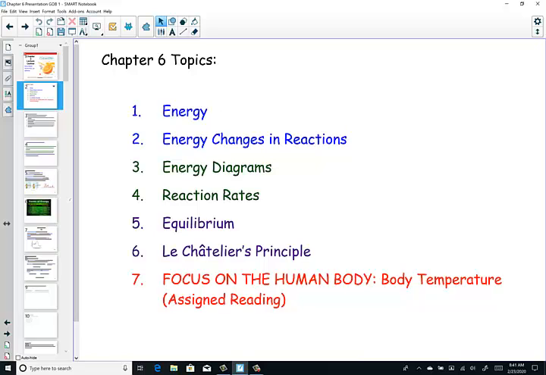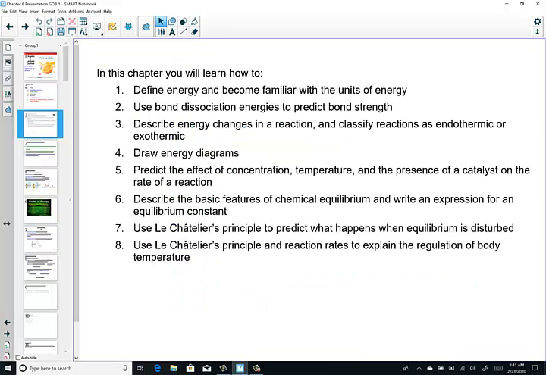Our learning goals: we'd like to define energy and become familiar with the units of energy. What is a calorie? What is a joule of energy? We'll use what we call bond dissociation energies to predict bond strength. Reactants break bonds, products form new bonds. How much energy is associated with each one of those actions? And that truly is the heart of chemistry.